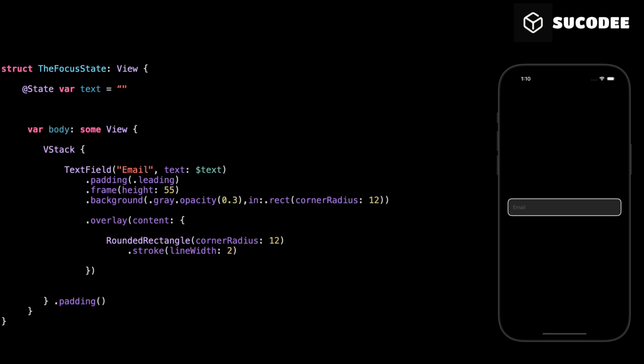To know when the field is active, we'll use FocusState. This lets us track whether the field is focused, meaning if the user is typing in it right now.